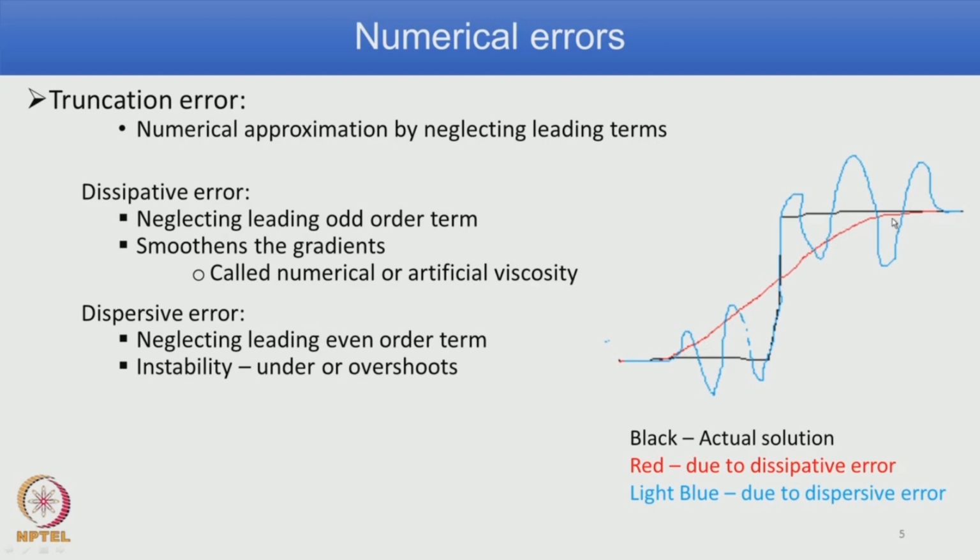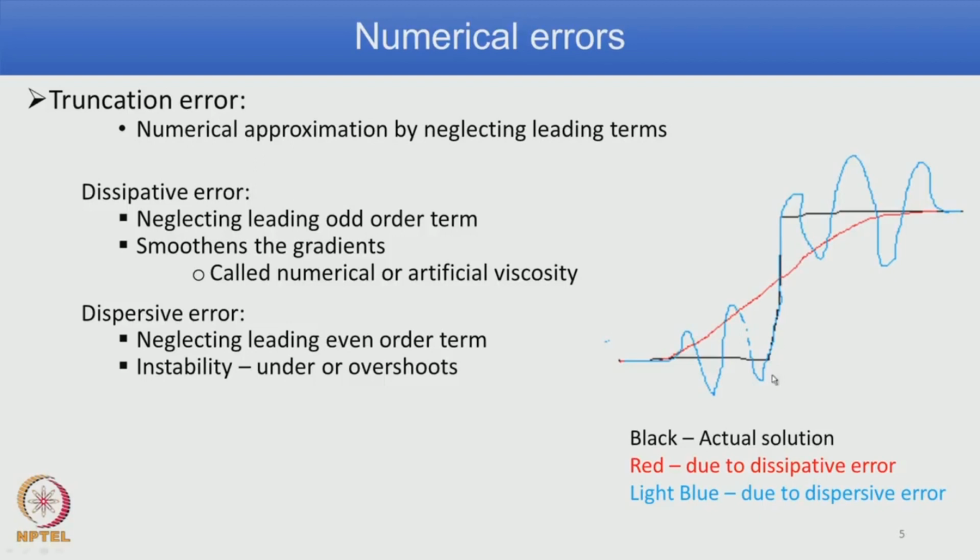Of course, you can increase the leading term. For example, instead of the first term you can take the second term or third term, then you may have a slightly improved solution, but still it never captures the peak. That is a property associated with the dissipative error.